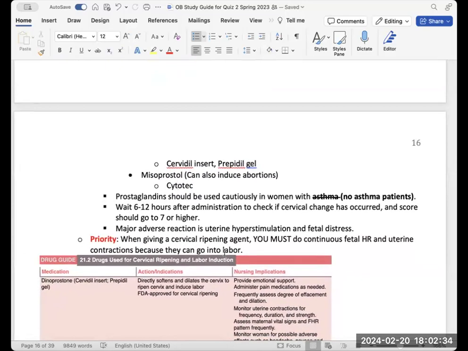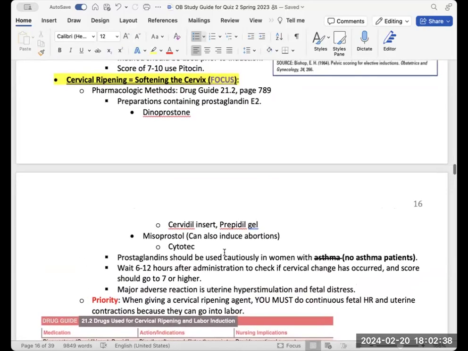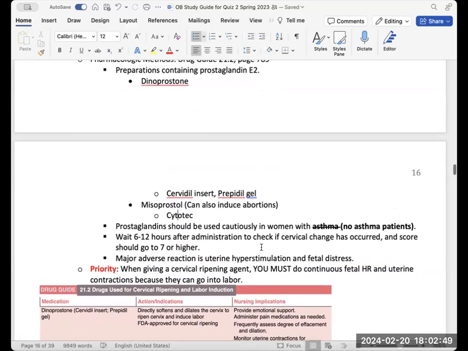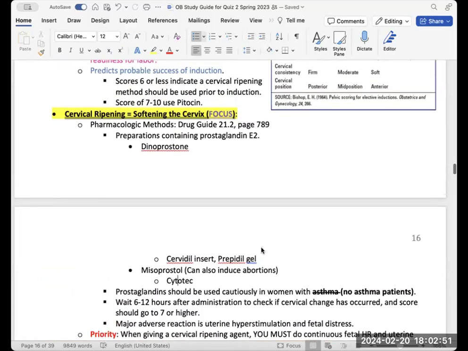Prostaglandins you cannot use with asthmatic patients because prostaglandins can cause inflammation of airways, not good. You have to wait 6 to 12 hours after administration to check if their cervical change occurred, okay? The Bishop score should go to a 7 or higher.